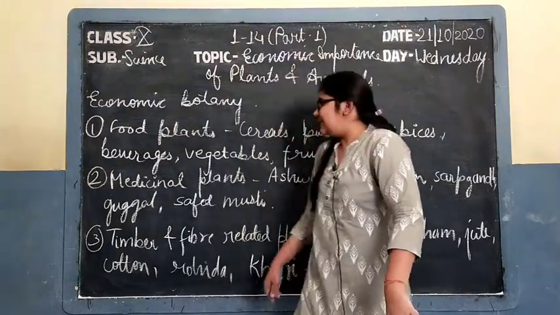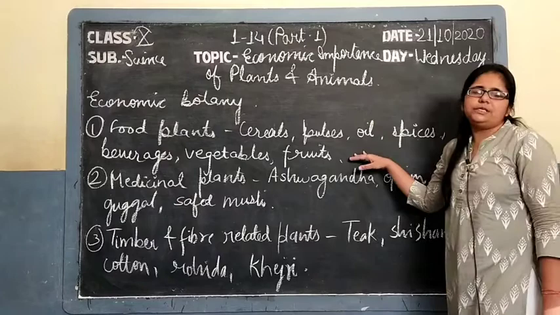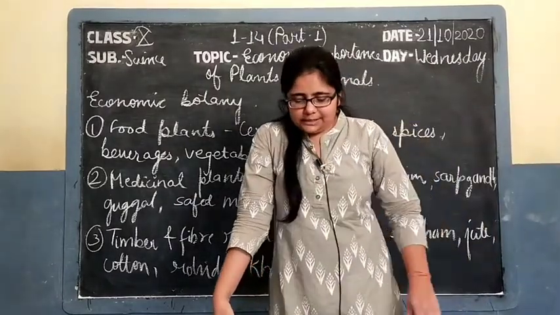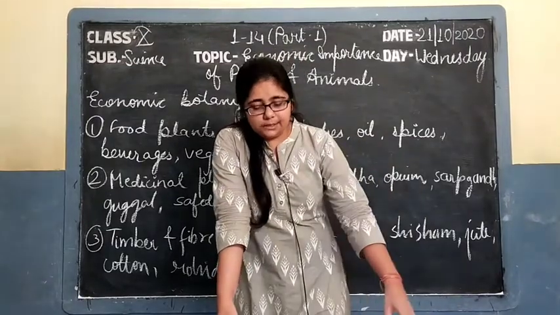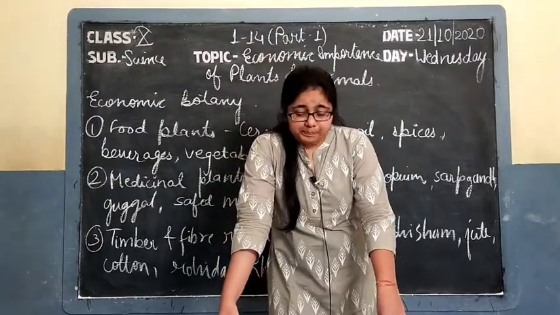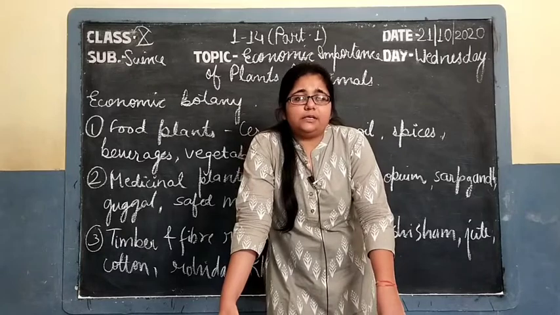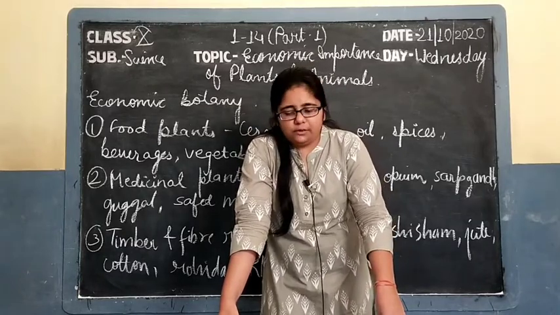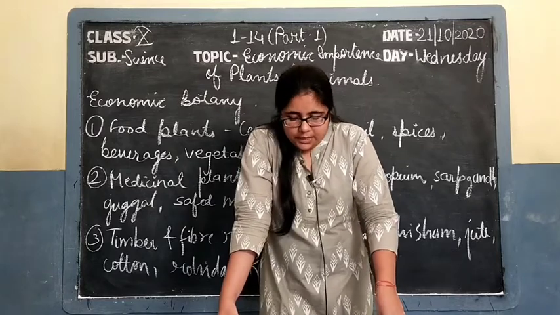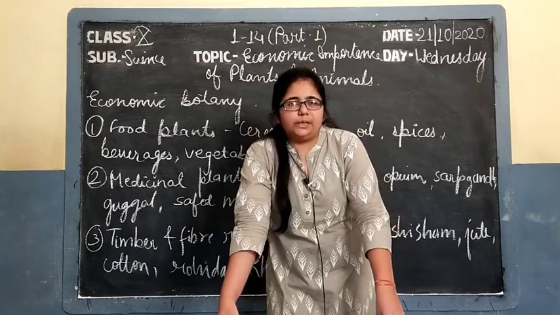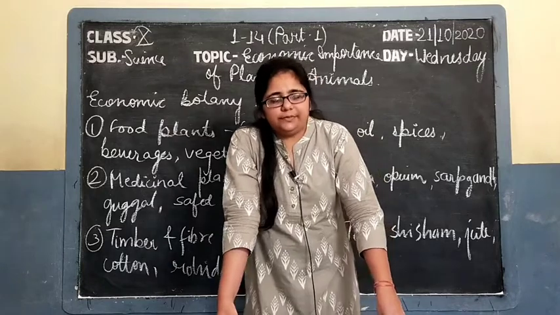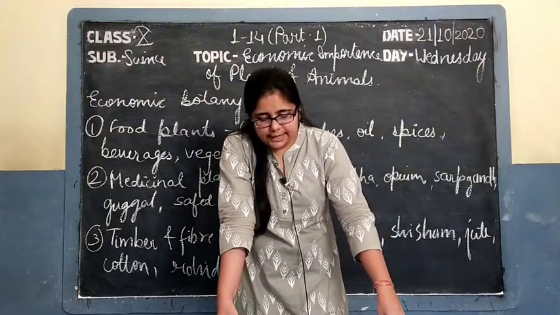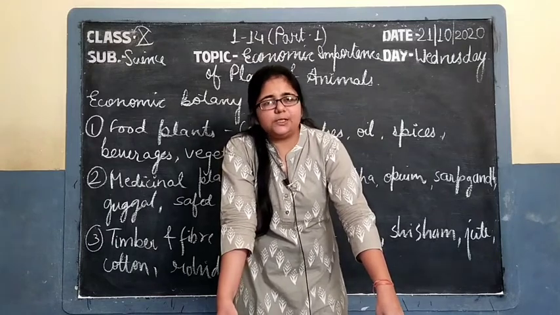After that, the next category is pulses, in which protein is in abundant amount. The first one is gram, that is Cicer arietinum. It is a rabi crop and India has a very high production, as India is one of the top countries in the world for the production of gram. It is also known as the king of pulses. Then red gram, that is Cajanus cajan, then pea, that is Pisum sativum.